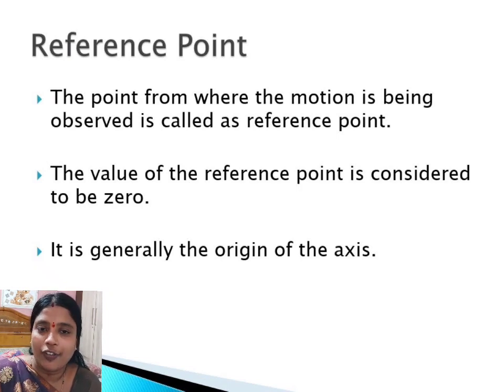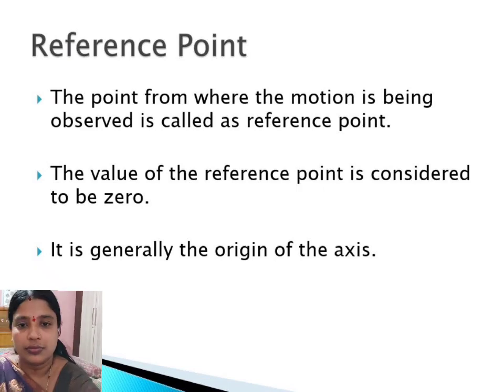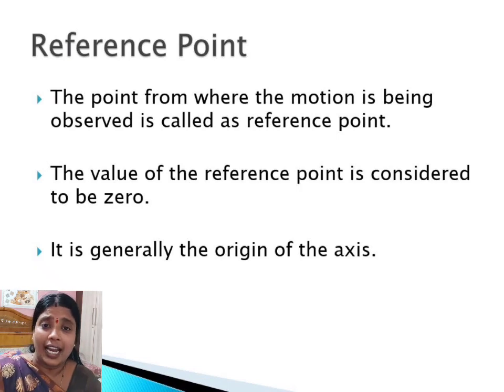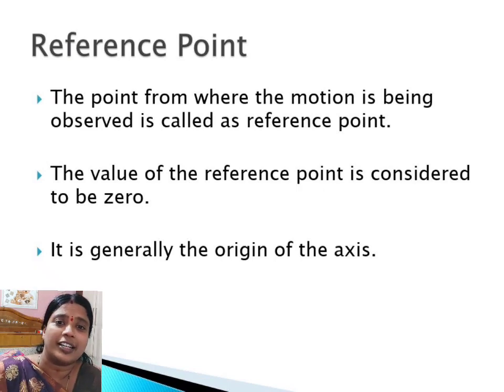Always, the reference point's value is 0. The point from where the motion is being observed is known as a reference point, and its value is always 0. Generally this 0 is also known as the origin. You have already studied in maths that the origin is at 0. The 0 point is known as the origin point. So the reference point is also known as the point of origin.